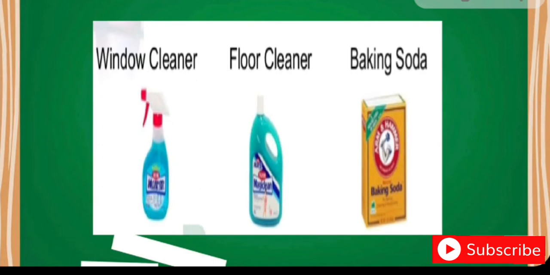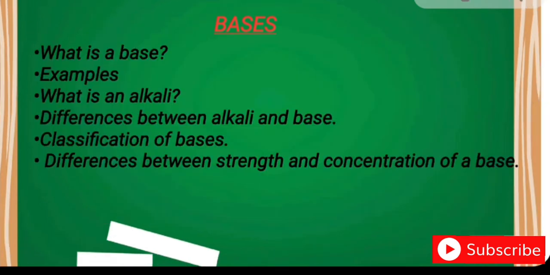Can you tell me what is a common chemical you can get in all the 3 items I have shown here? Yes, the answer is absolutely right. The answer is that is base. A base is present in all these 3 chemicals you have seen here. So now let us learn what is a base, examples of the base, what is an alkali, differences between alkali and base, classification of bases, and differences between strength and concentration of base.